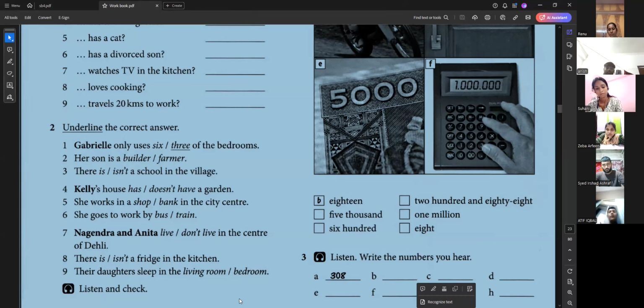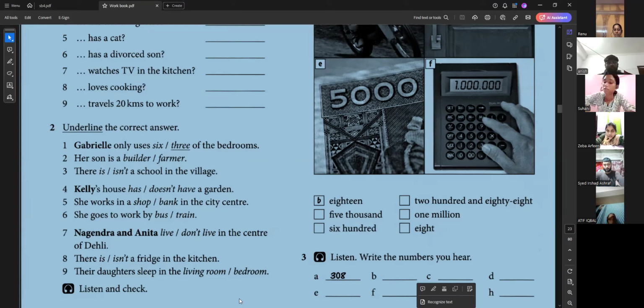There are six bedrooms, but we only use three of them. Yeah, because there are only three people: she, her son, and her grandson. So she says there are six bedrooms, but we only use three of them.